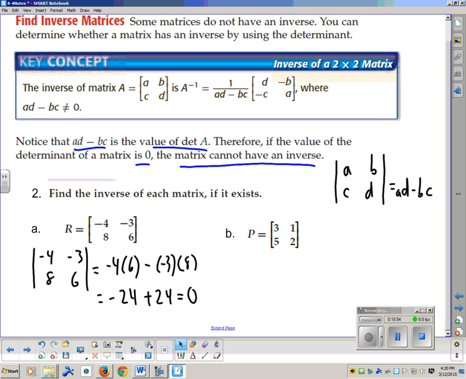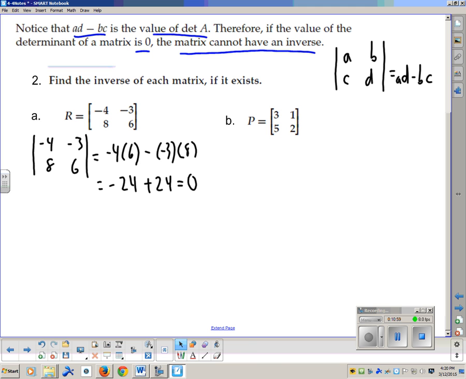So what do we say if the determinant ends up being 0? We said that it does not have an inverse. So basically the inverse of R, R to the -1 power, which indicates its inverse, does not exist. All right, so there's nothing more we need to do, because if it doesn't exist, we can't find the inverse. That's what the direction says, find the inverse if it exists. Well, it doesn't exist, so we can't find the inverse.